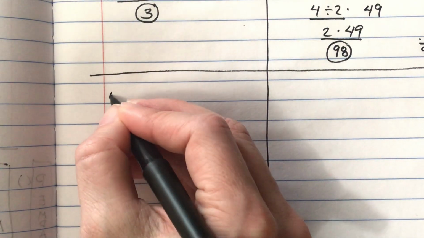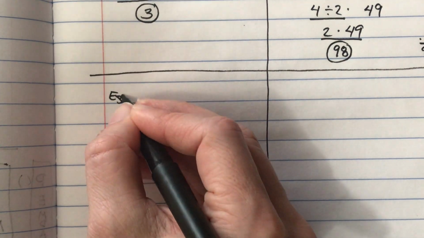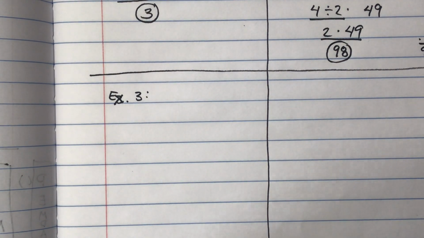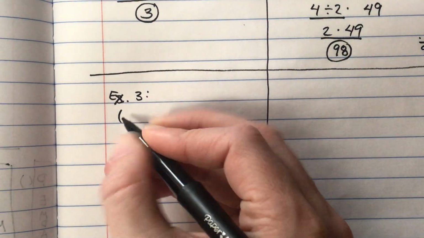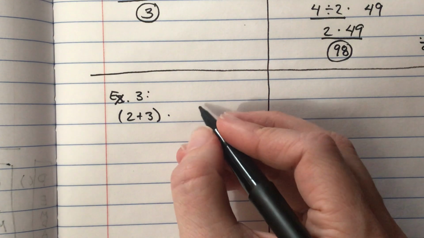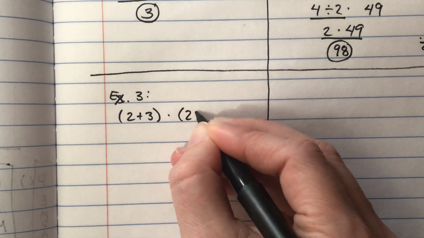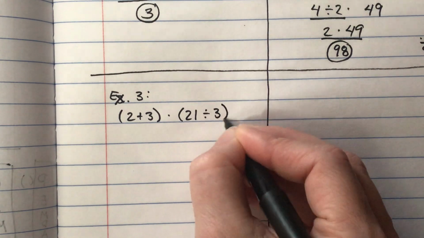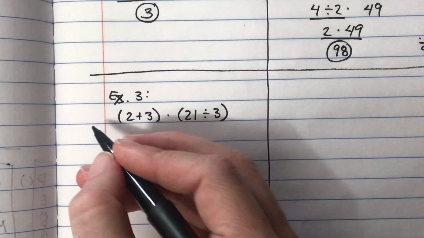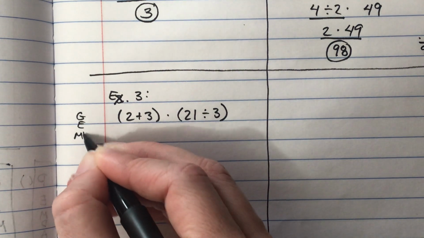So let's try example number 3. Oops. I guess it would help if I actually wrote example number 3. And for example number 3, I'm going to write out the problem, and then I want you to take a second, maybe pause the video, try it yourself, and then we'll check the answer. So let's see what this looks like. So 2 plus 3 multiplied by 21 divided by 3. So go ahead and take a second, see if you can work that out on your own, see what you get, and then we'll come back and make sure you did it correctly according to order of operations.